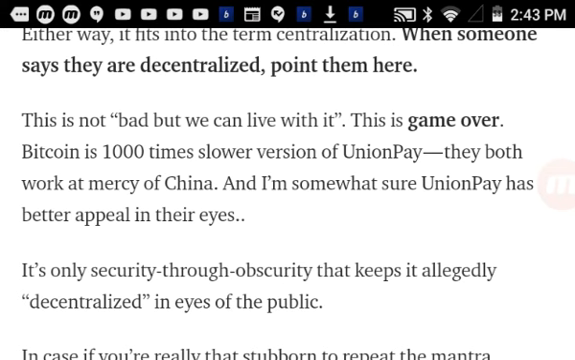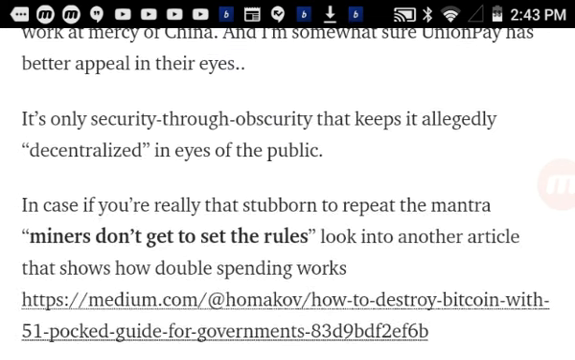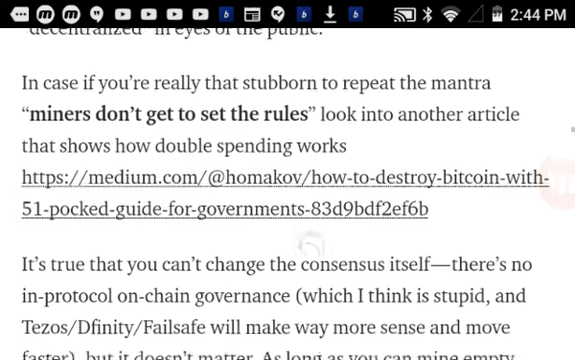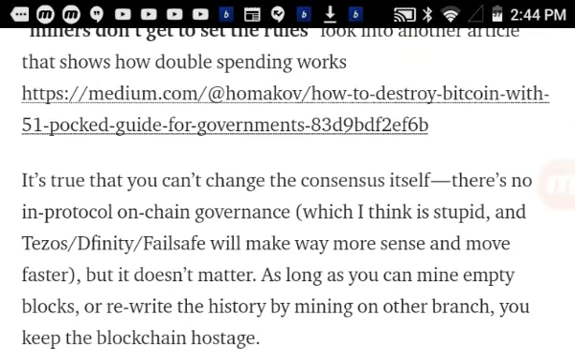This is game over. Bitcoin is a 1,000 times slower version of UnionPay. They both work at the mercy of China, and I'm somewhat sure UnionPay has better appeal in their eyes. It's only security through obscurity that keeps it allegedly decentralized in the eyes of the public. In case you're really that stubborn to repeat the mantra, miners don't get to set the rules, look into another article that shows how double spending works. And we'll check that out in a second.